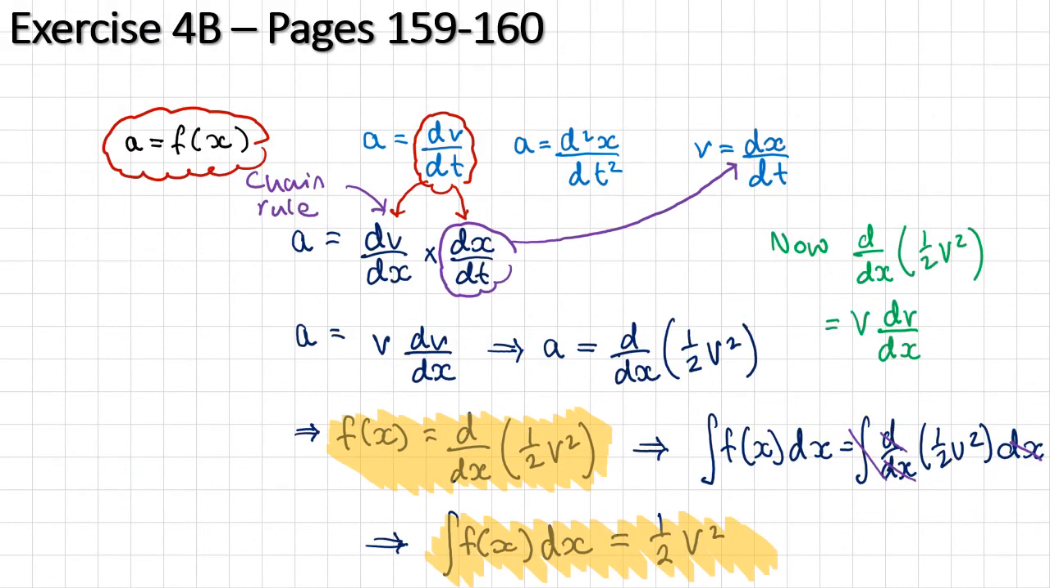So you should now be able to do exercise 4b on pages 159 to 160 of the textbook.